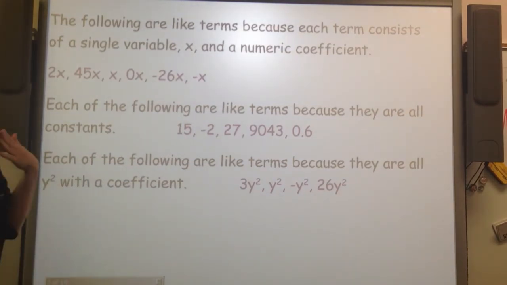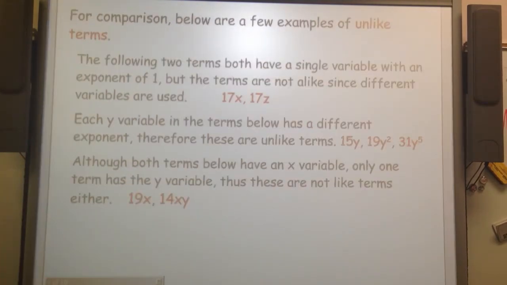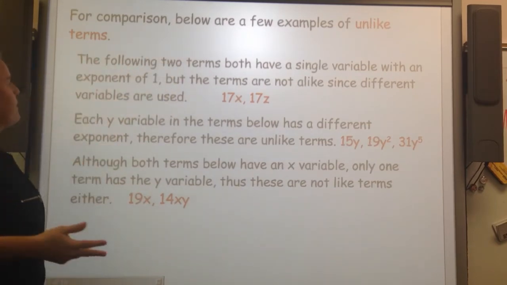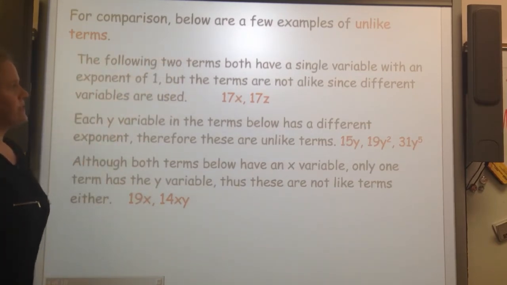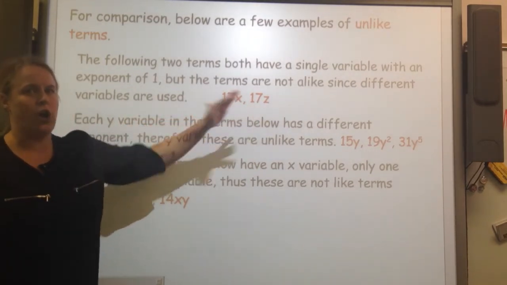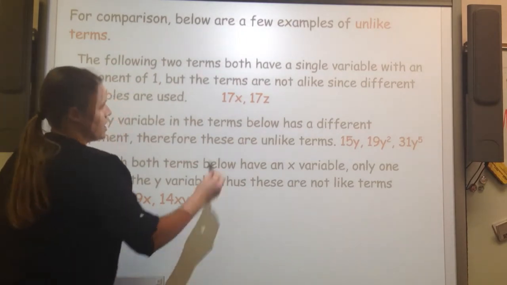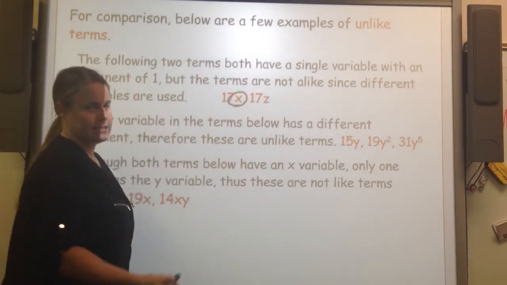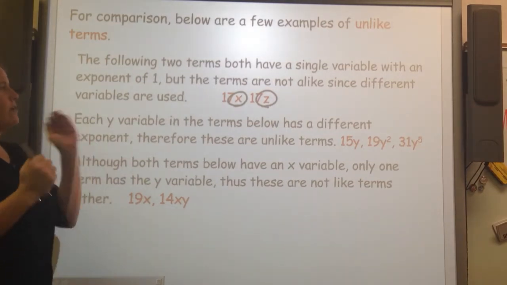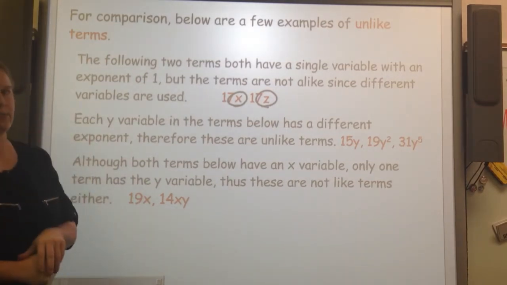So now, what does it look like if they're not like terms? These are some examples of unlike terms. You do not have to copy this slide down. Just look at it for your information. These are not like terms for different reasons. 17x and 17z are not like terms because this one has an x, this one has a z. They are not the same variable, so they are not like terms. I cannot add them or subtract them.